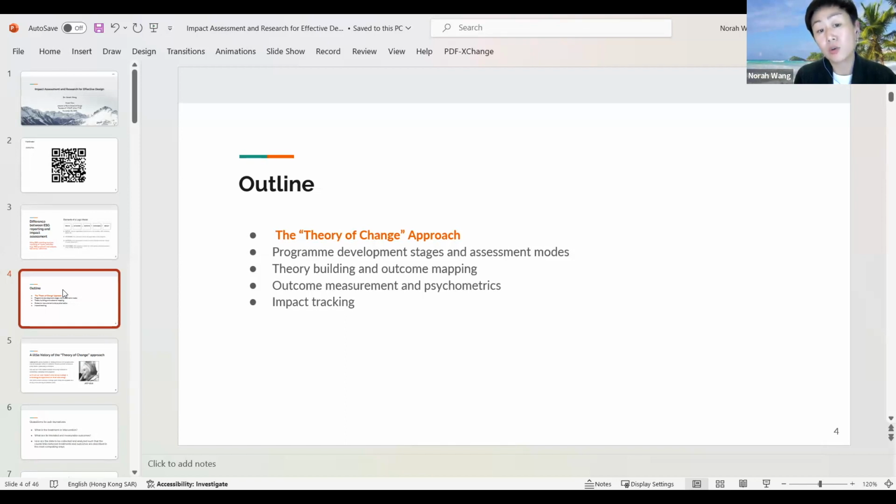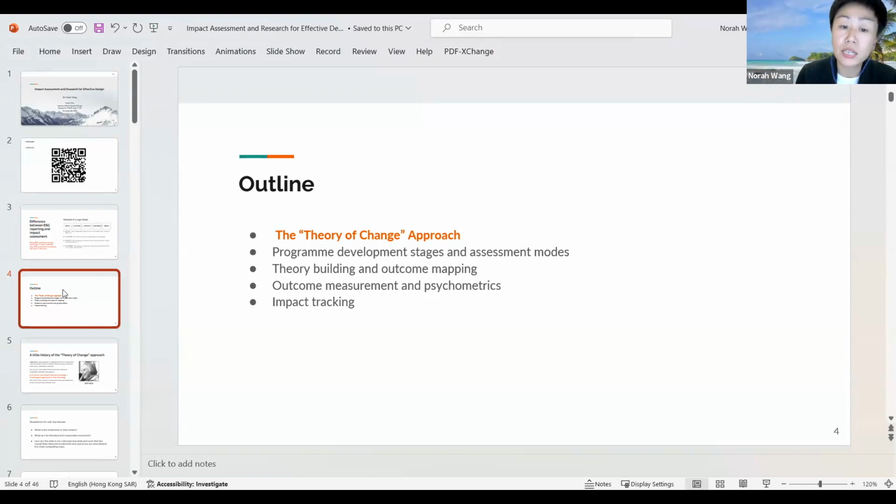And then the third part, we will talk about theory building and outcome mapping. In theory building and outcome mapping, we will introduce some serious qualitative research methods to teach you how to actually build a theory of change and how to identify and map out the outcomes. For this part, I was also struggling because me and my team have been developing this kind of technology for the past few years, trying to develop the method to build theory of change and map outcomes. So tonight is a chance for us to share our insights with you.